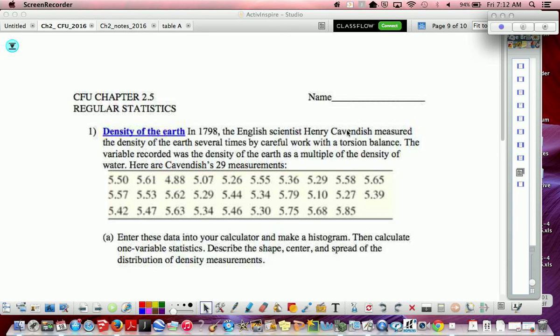In 1798, an English scientist, Henry Cavendish, measured the density of the Earth several times by careful work with a torsion balance. The variable recorded was the density of the Earth as a multiple of the density of water. Here are Cavendish's 29 measurements. It says, enter these data into your calculator, make a histogram, then calculate one variable statistics, and describe the shape, center, and spread of the distribution of the density measurements.